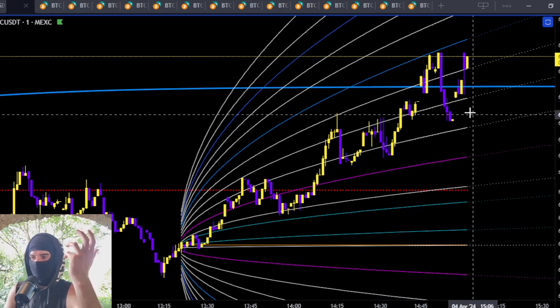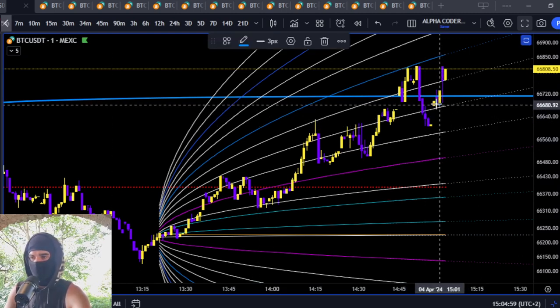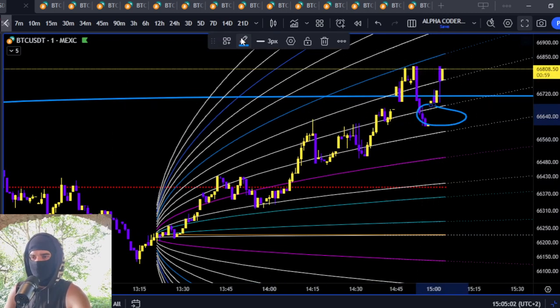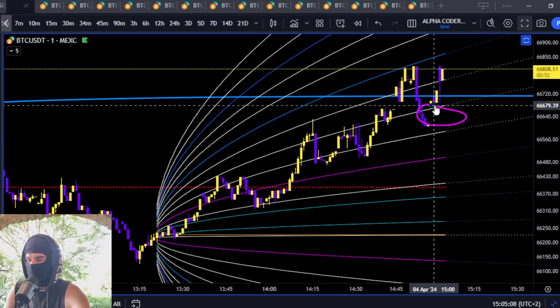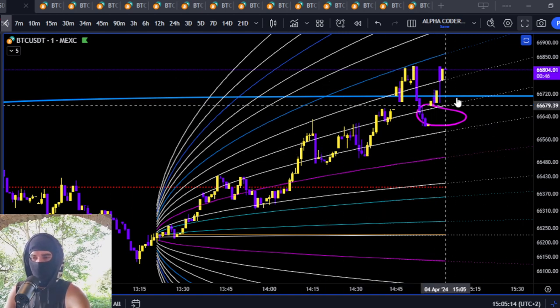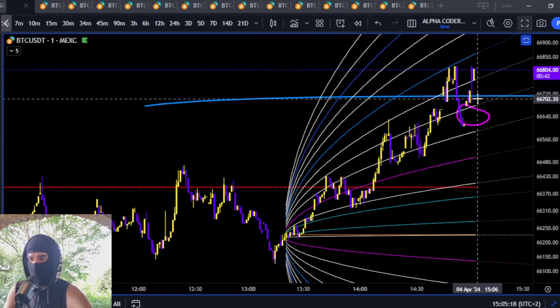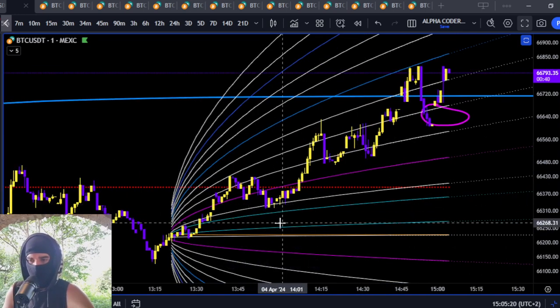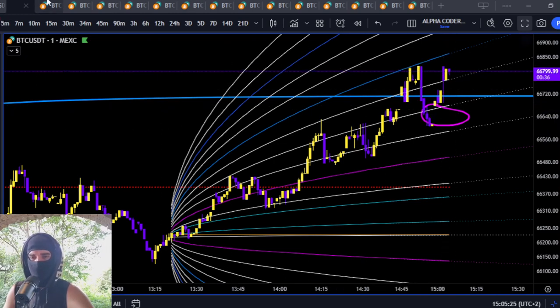Gaps always fill, so I will be looking for this region to maybe throw in some liquidations in due time down here. Maybe I target it, maybe I don't. From 66,666 pretty much to 66,600 flat. So $66 gap. All right, good for targeting. As you can see, they're pretty much always filling themselves in. This could be that fill. Catch some liquidations in here.